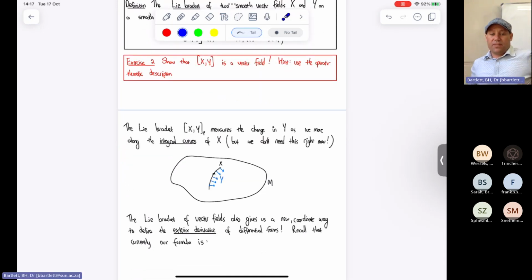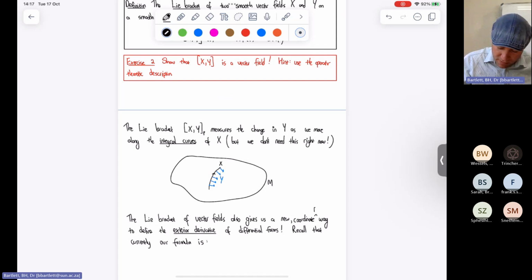Anyhow, what you need to know is just that we've got this nice definition for it as a commutator. And this Lie bracket of vector fields also gives us a new coordinate-free way to define the exterior derivative of differential forms.